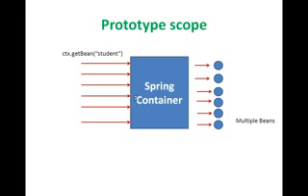Whereas when you define the scope of the bean as a prototype, for n number of requests using the getBean method, you get n number of instances in the application. That means with every call of getBean, you get a new instance of the bean.